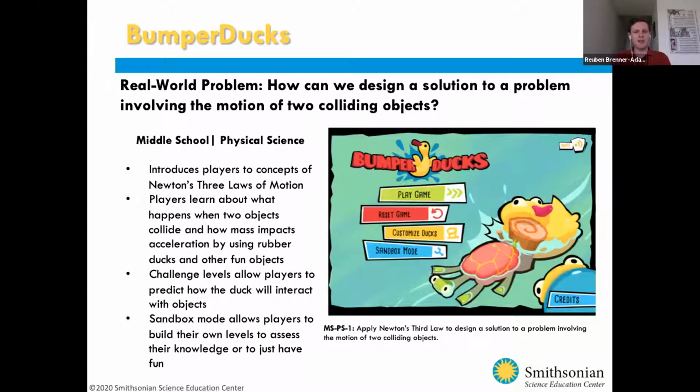Bumper Ducks is a game about Newton's 3 laws of motion. It's for middle schoolers in physical science, and the goal is to use the properties of mass and momentum and acceleration to help the duck on the pond reach the cake. So it's a simple concept, but I think the emergent play that's involved in this one is really interesting and cool.